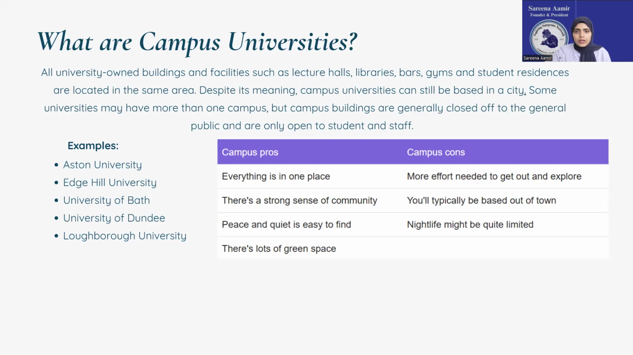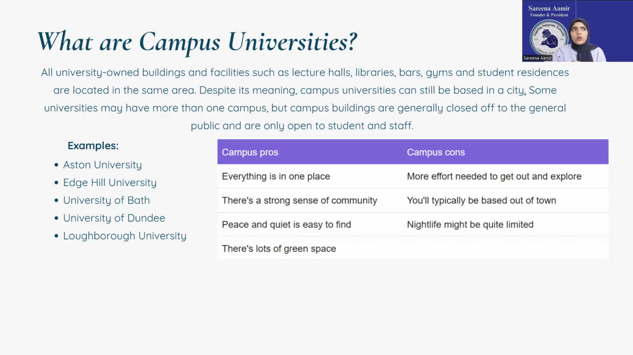So despite its name, campus universities can still be in a city, an example being University of Birmingham. And some universities may have more than one campus, but campus buildings are generally closed off to the public, and they're only open to students and staff. So examples of campus universities are Aston University, Edge Hill University, University of Birmingham, University of Bath, University of Dundee, and Loughborough University.